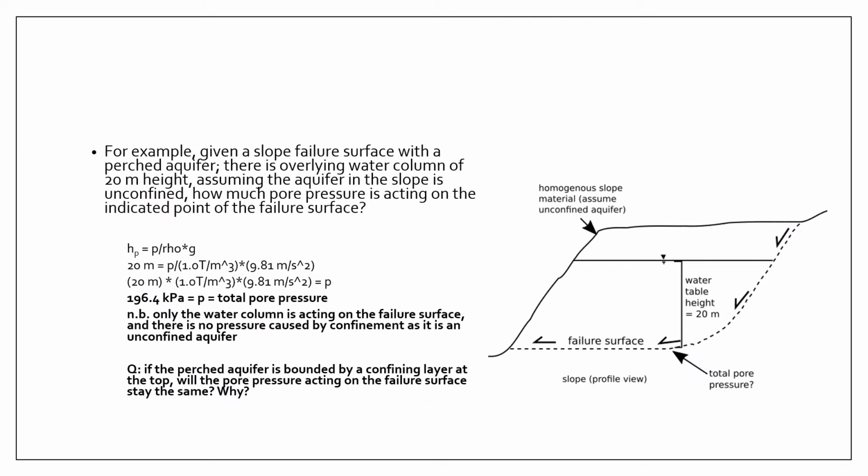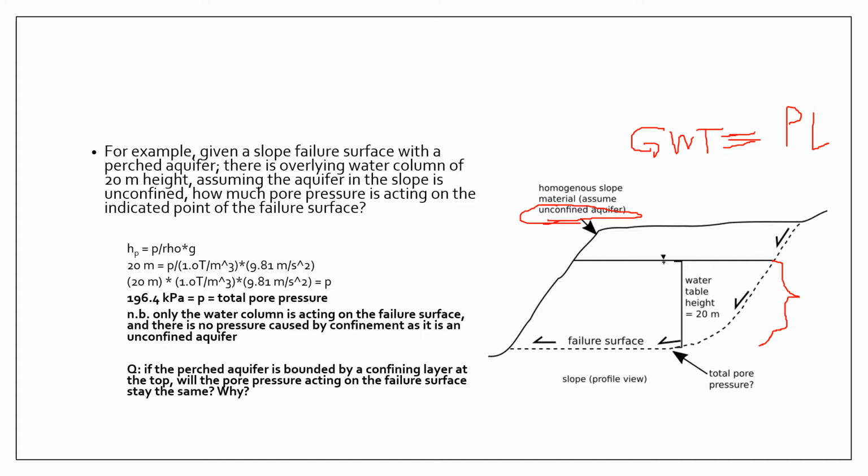Now the second example. For this second example, we're given an unconfined aquifer. So your groundwater table level is equal to your piezometric level for an unconfined aquifer. So we don't have to worry about confining pressures at this point. Our only concern for unconfined aquifers is the height of water column acting at a particular point.